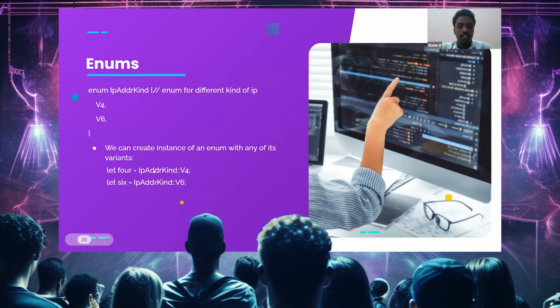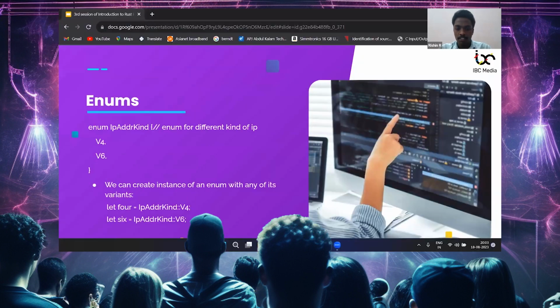Okay. So now how to access a particular enum's value? When you create a variable, let four is equal to IpAddrKind, and then you need to use double colon and then V4. Okay, double colon and then V4 needs to be used in order to access V4 from the enum. Okay. I think the idea is clear. Now we'll see a simple example.